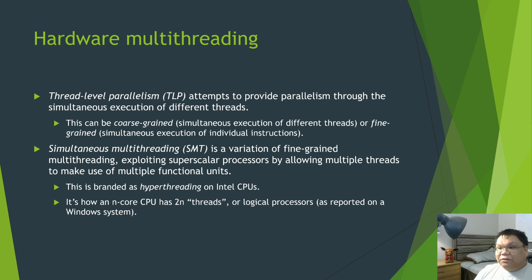There's also more to hardware multithreading. Thread level parallelism attempts to provide parallelism through the simultaneous execution of different threads. This could be coarse-grained or fine-grained. Simultaneous multithreading is something that you may have heard already, and it goes by several names, such as hyperthreading. This is a variation of fine-grained multithreading, where one CPU is kind of like 2 CPUs. So, one CPU is holding the state of 2 threads, and it just alternates between executing the 2 threads.